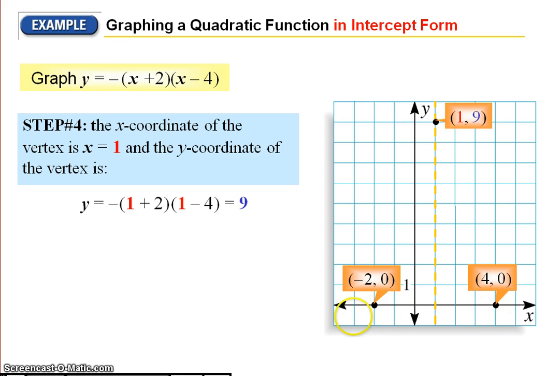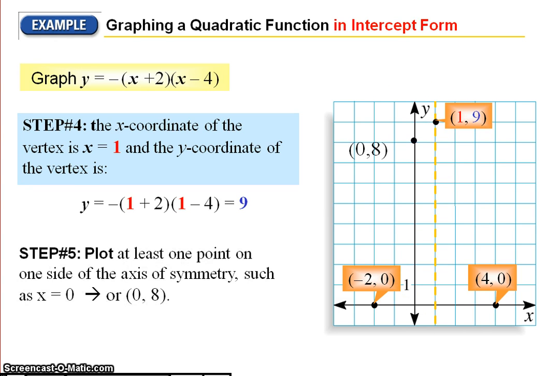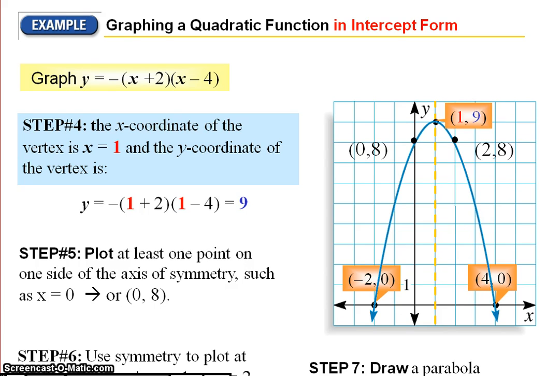So now we have 3 points. We need a total of 5. So you pick any other point. Plugging in x equals 0 is always a nice point to plug in. So you plug in 0 into your equation, and you get positive 8 out. And then you use symmetry to get 2, 8. And then you just draw your parabola. It should be U-shaped with arrows, and confirm, yep, it is downward facing, as we said it was originally.